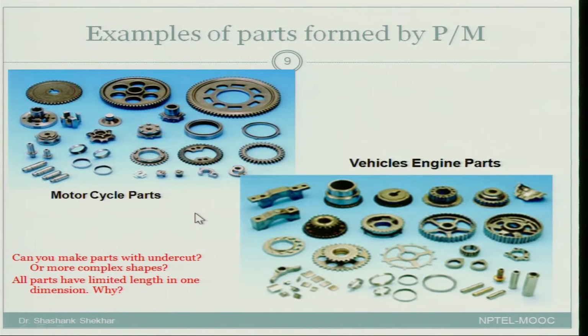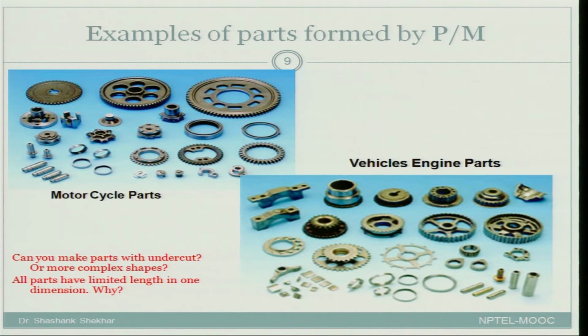In fact, let me show you some more. A large variety of components in motorcycle as well as vehicle engines are produced using this powder metallurgy technique. One thing that you would see here is that these parts have one commonality: they are all in 2D, they do not have a third dimension. Again, if you understand the process very well, you would understand why we have only two dimensions. In fact, it is called 2.5D, meaning you can have any shape in the two dimensions.